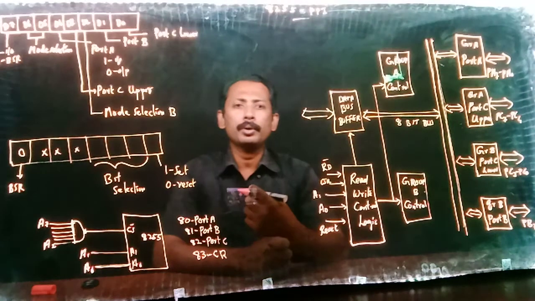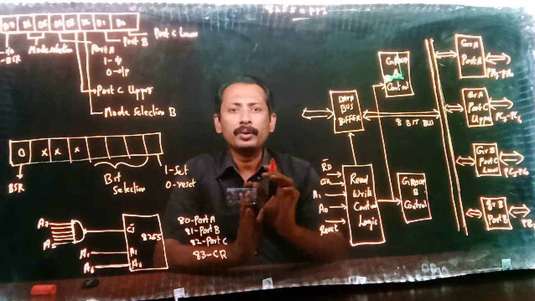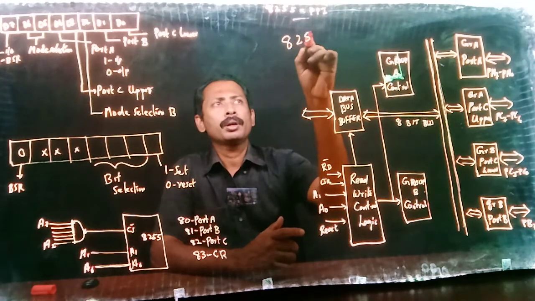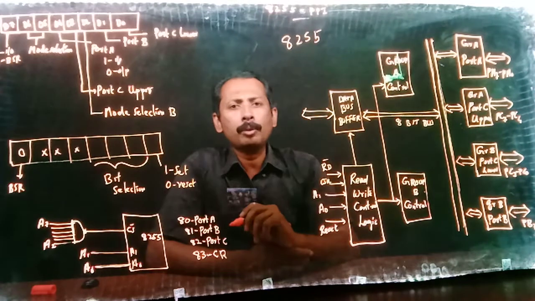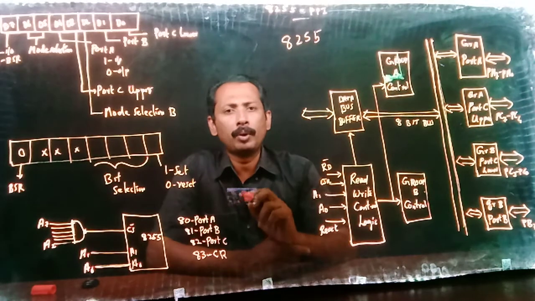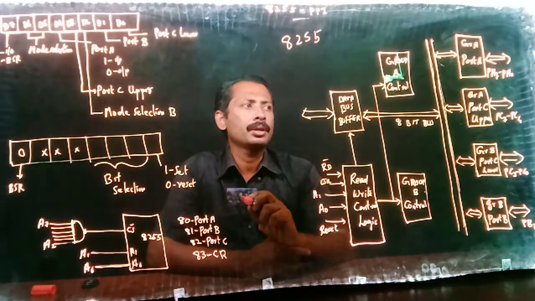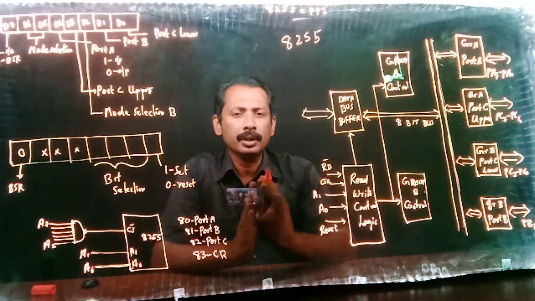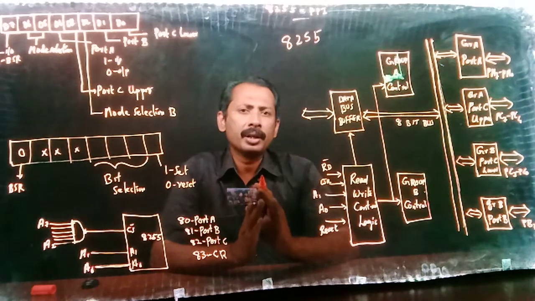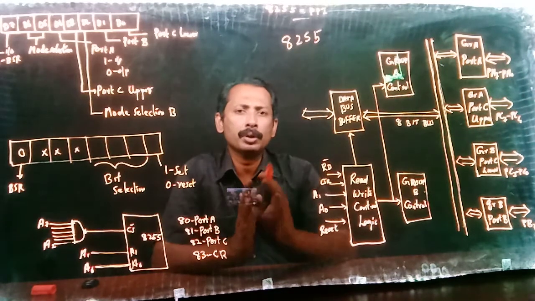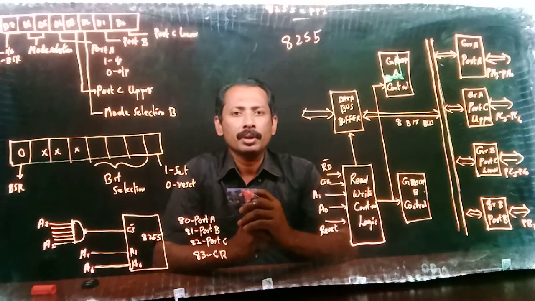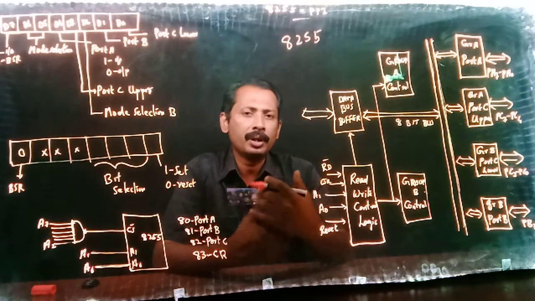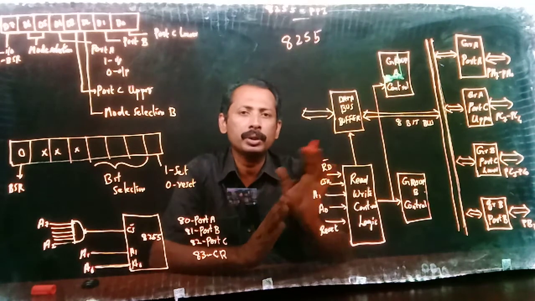This is about 8255. 8255 is a Programmable Peripheral Interface, PPI. Programmable Peripheral Interface means peripheral devices can be connected to the microprocessor using this IC. Peripheral devices means input-output devices. So input-output devices can be connected to the microprocessor through this device.